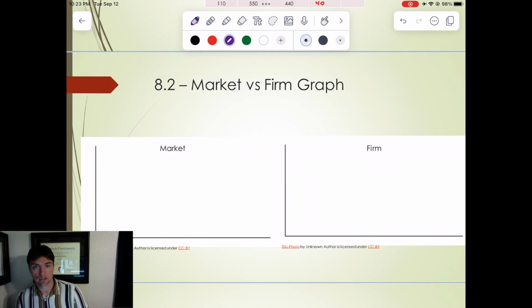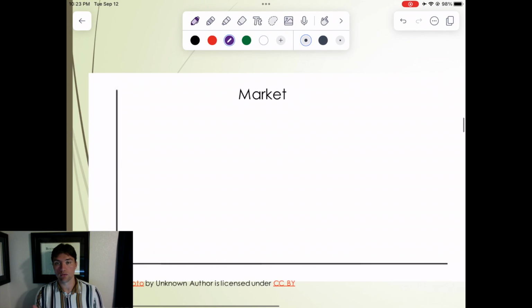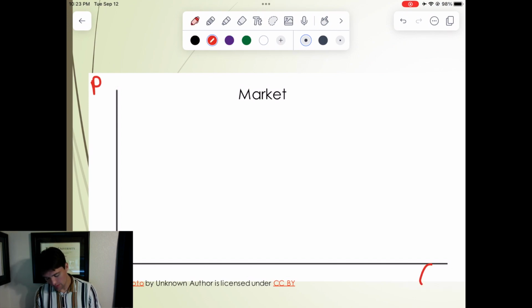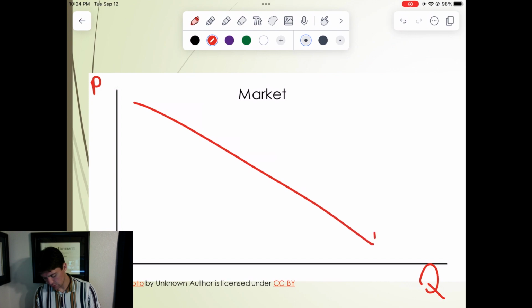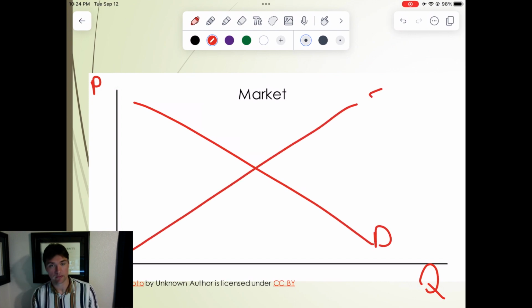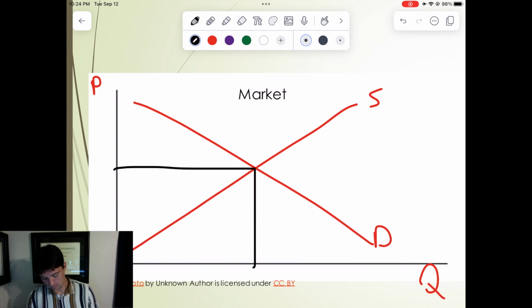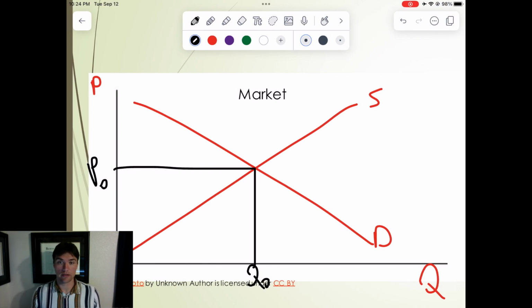In section 8.2, now we're going to be doing the graphs here. So we already know what the perfect competition market looks like. It's just supply and demand. Good thing we already covered that. So all that is a downward sloping demand, upward sloping supply, and then we have the equilibrium. So let's call it P0, Q0. Okay, so that's our price and quantity.